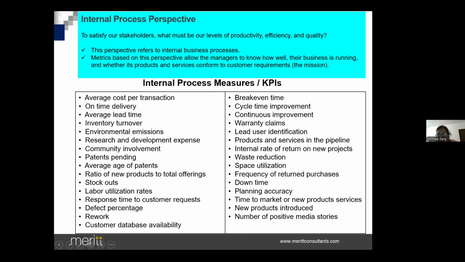Where? Inventory turnover. Supply chain. Absolutely, supply chain, supplies or procurement. Patent pending, will it be in R&D? Yes. Okay. Defect percentage, where will it be? Defect related to quality. Yes or no? Yes. Quality improvement. Okay.